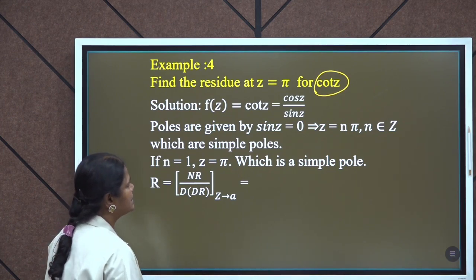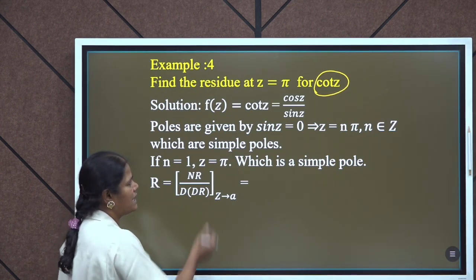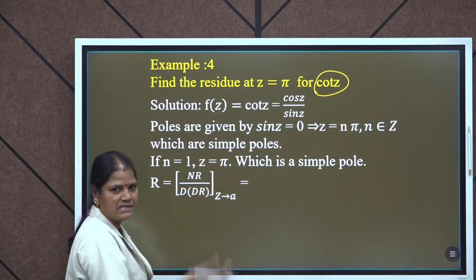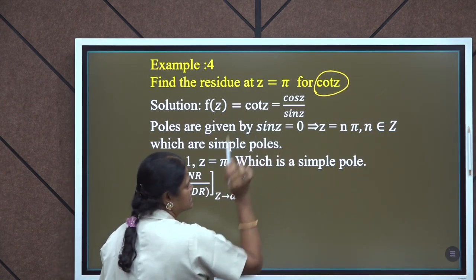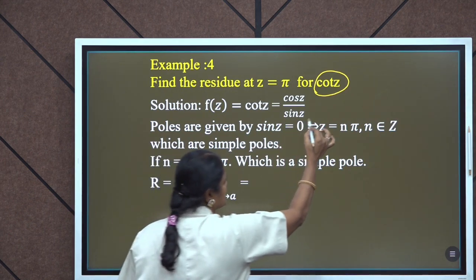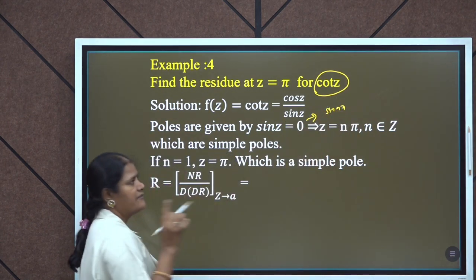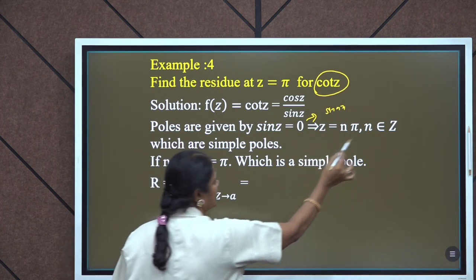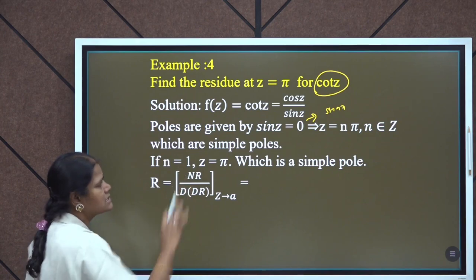Cot z can be written as cos z by sin z. As usual, the poles are given by equating the denominator to 0. What is in the denominator? Sin z. Sin z equal to 0. The 0 can be written as sin n pi, and sin n pi is also 0. Therefore, the value of z equal to n pi, where n belongs to the integers, which are simple poles.